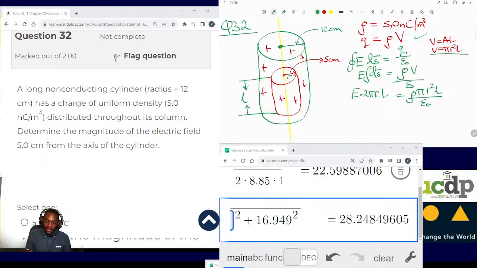Now you cancel like terms. Here we are considering r of our Gaussian surface less than the radius of the cylinder.